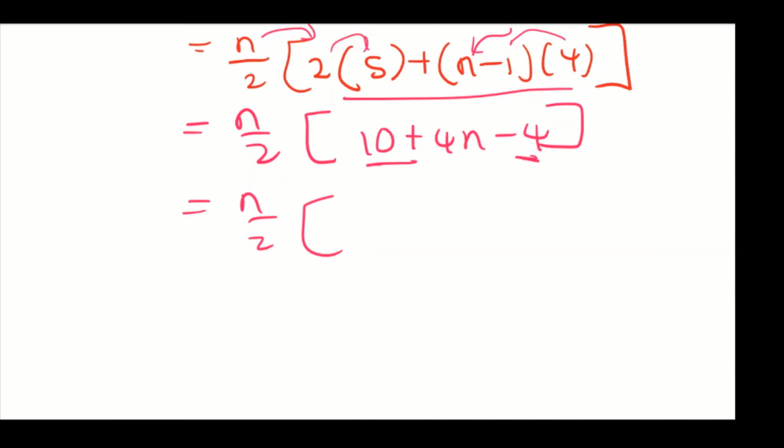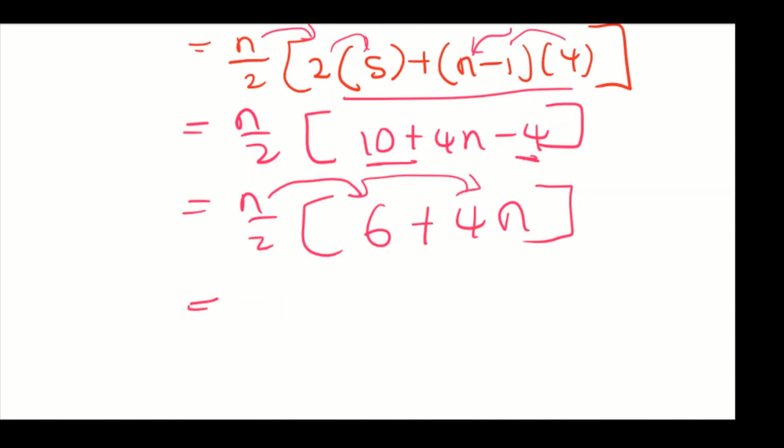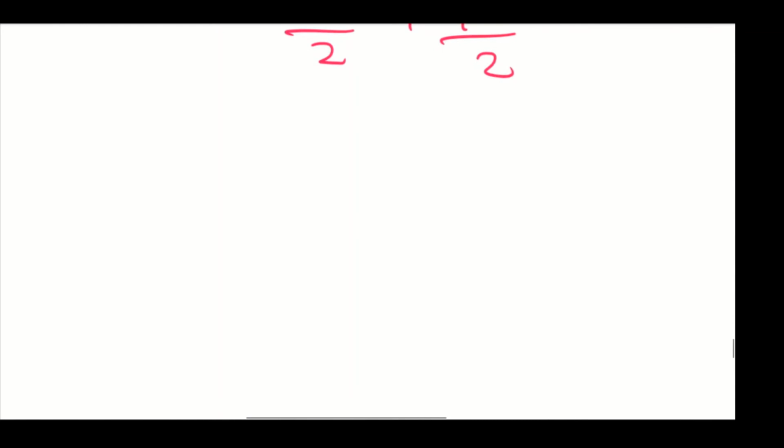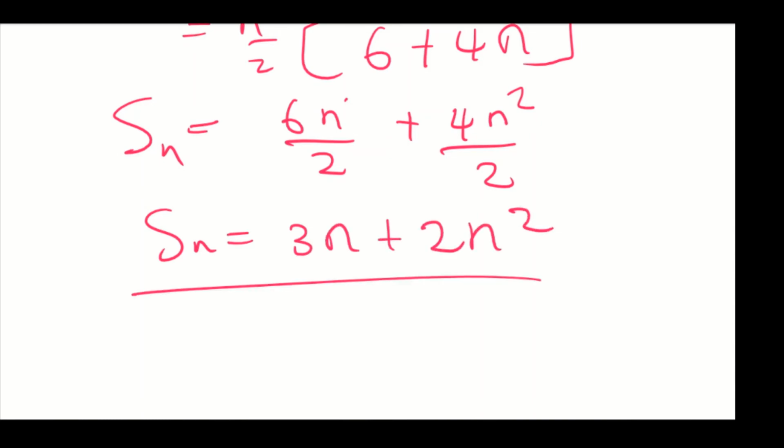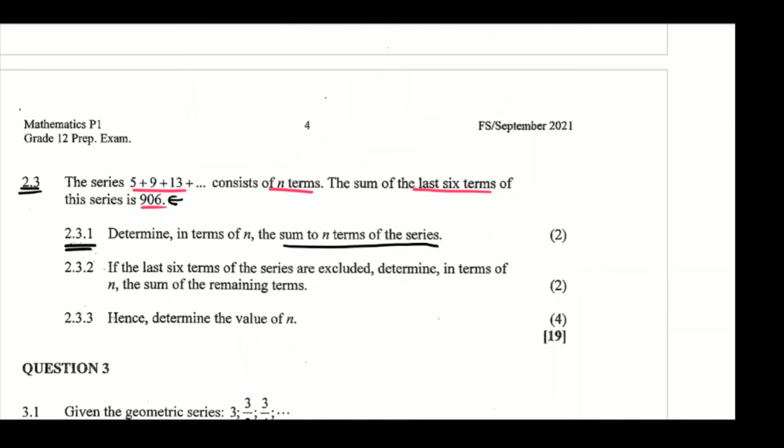10 minus 4 is going to give you 6 plus 4n, and then you multiply the n over 2 inside, so we're going to have 6n over 2 plus 4n squared over 2. So the solution of your sum is going to be 3n plus 2n squared. So this is our sum of n terms.